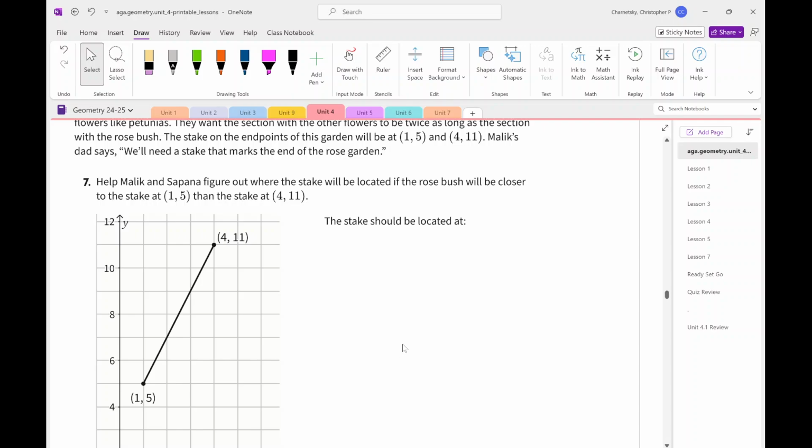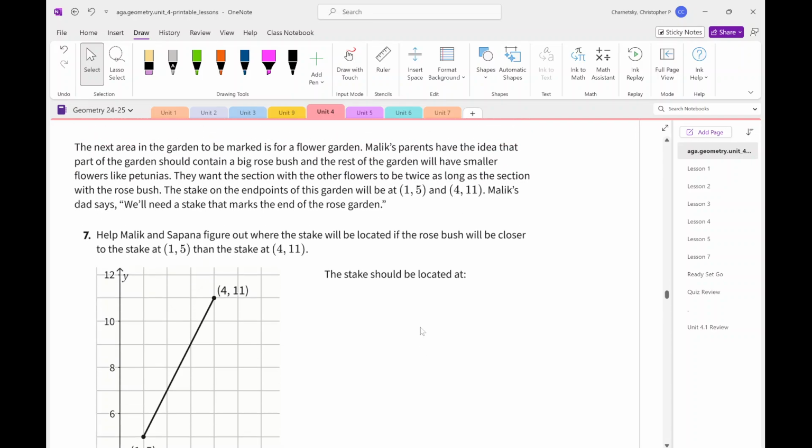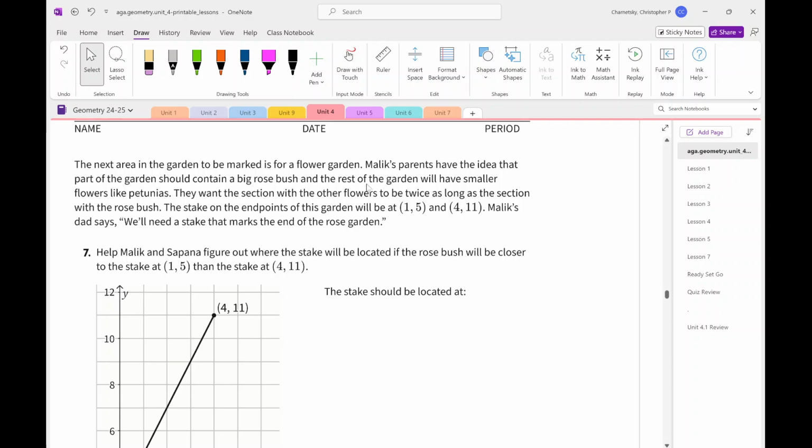Number 7 gets a little bit more complicated. The next area of the garden is marked for a flower garden. Malik's parents have the idea that part of the garden should contain a big rose bush and the rest of the garden will have smaller flowers like petunias. They want the section with the other flowers to be twice as long as the section of the rose bush. The stake on the endpoints of the garden will be at 1,5, so there's one stake, and the other endpoint is 4,11.